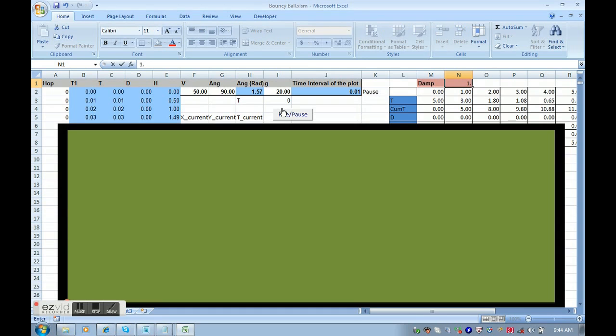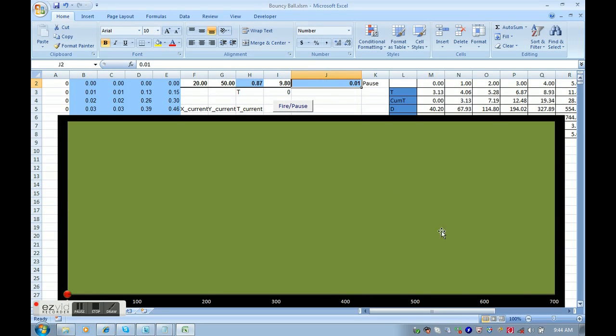Let me change the dampening factor to 1.3. So the velocity is 20, the initial angle is 50, and the gravitational pull is 9.8. Let's see how it happens. Here you go. So a smaller trajectory, then a bigger one, then another bigger one.